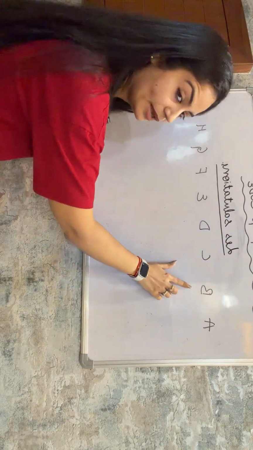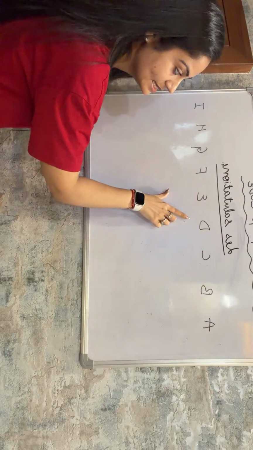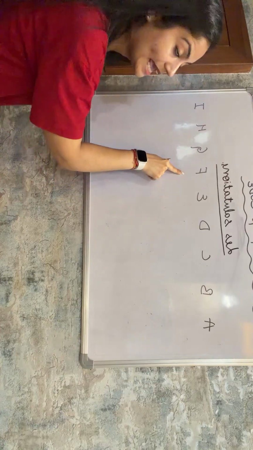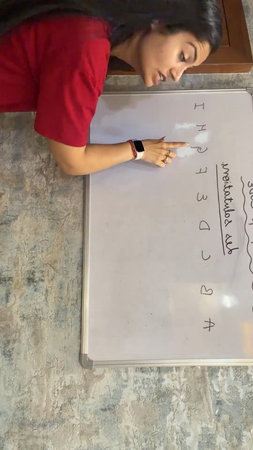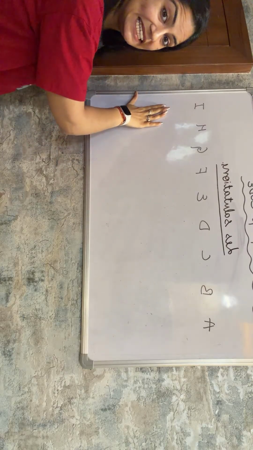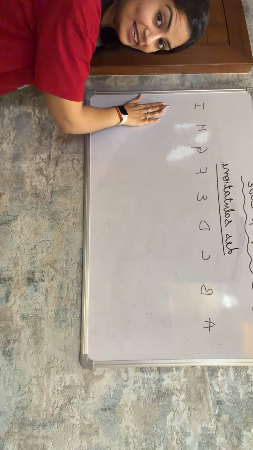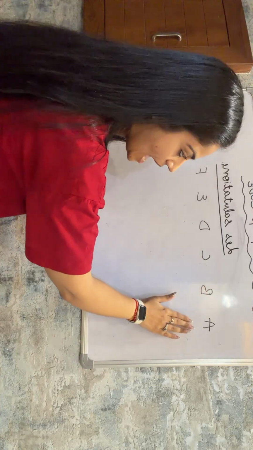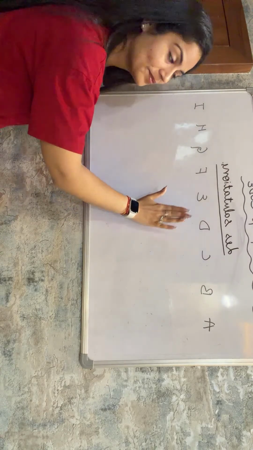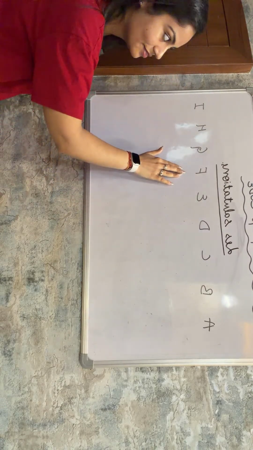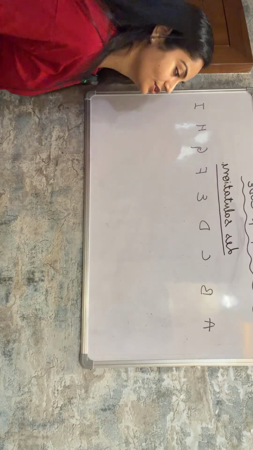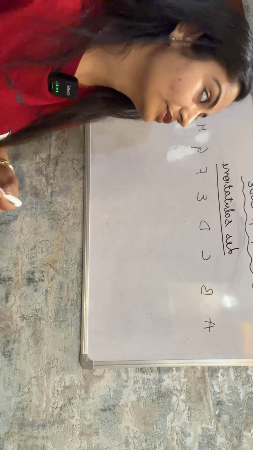A, B, C, D, E, F, G, H. Répétez. A, B, C, D, E, F, G, H. Okay, now let's move on to the other letters.